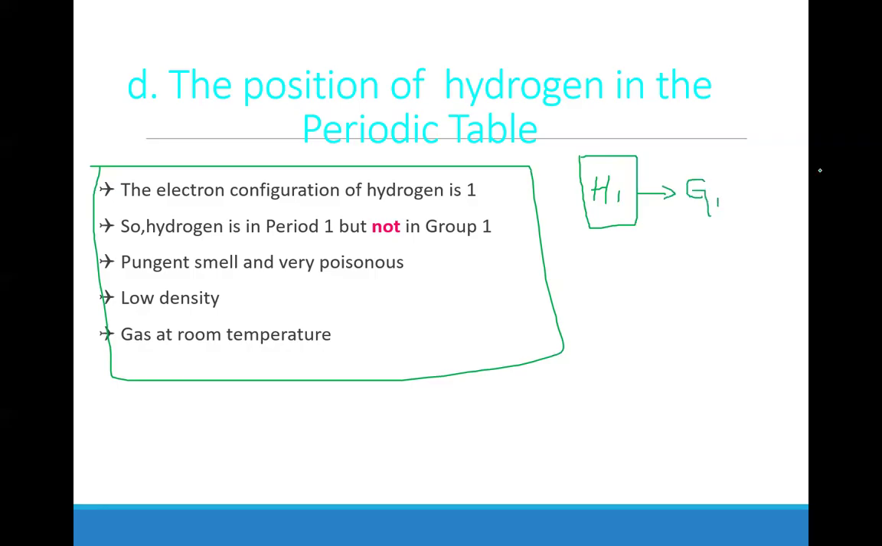That's why most chemists disagree upon placing hydrogen in group 1. And that's why you'll see in some periodic tables, which are shaped like this, hydrogen won't be placed here. It will be placed somewhere here, separately. And that's why the position of hydrogen in the periodic table is somewhat controversial. So we'll stop here.